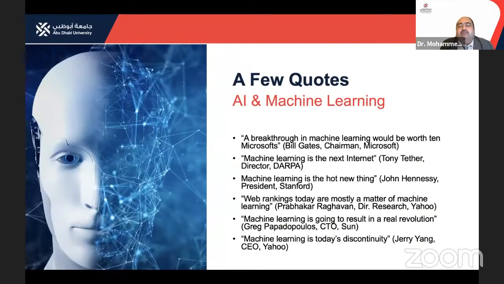Just a few quotes about AI and machine learning that have been in existence for some time now. These quotes are by major influencers for technology. But what is remarkable about these quotes is that they happened a long time ago, many, many years back, and they were predictions at the time. And we are now living the reality of those predictions.